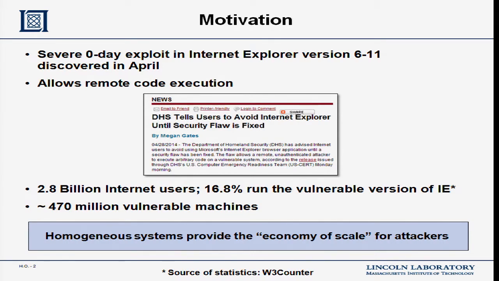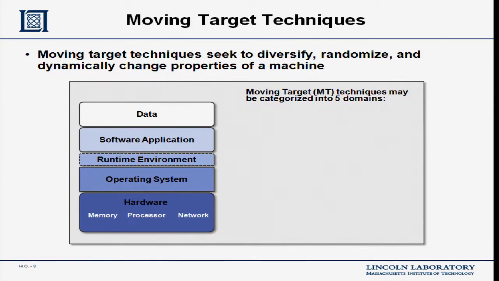Because of the homogeneous systems that we have, we have created an economy of scale for the attacker. They can develop one thing and exploit a lot of machines. So this was the motivation behind an area called moving target techniques. These are techniques that try to make systems more diverse, randomized, or somehow dynamically change configurations of systems in order to make them less vulnerable to these large-scale exploits.